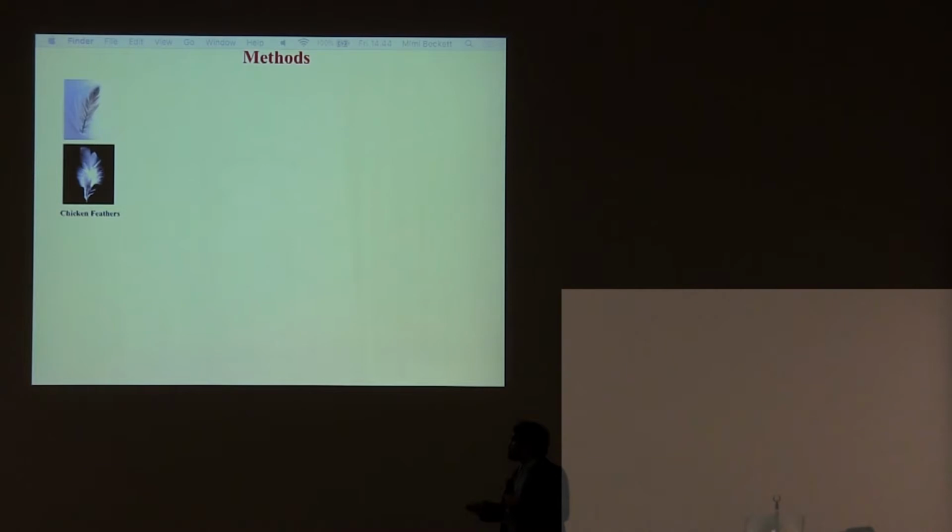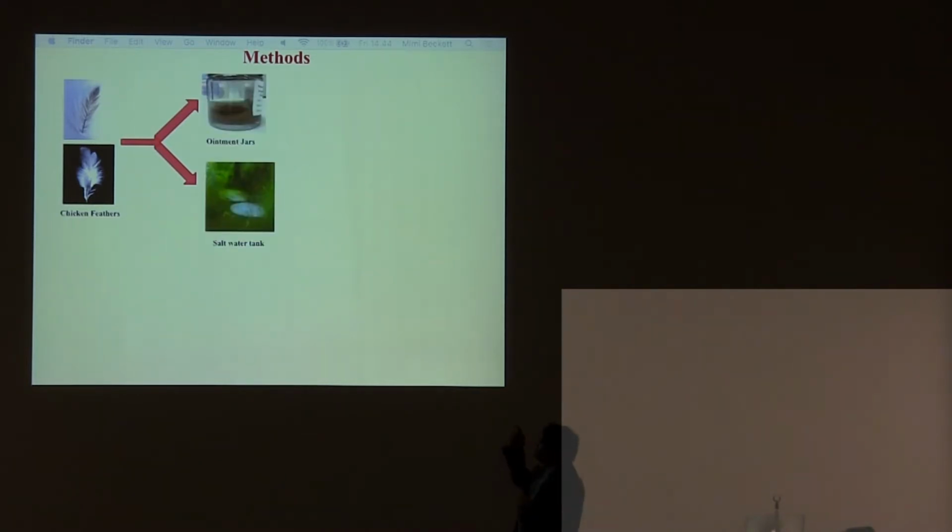Now what did we do? We took pigmented and unpigmented chicken feathers and ran them through two different test methods. First, we put a set of them in isolated ointment jars with inoculum from the mudflats of Aust Cliffs and Portishead. Then we subjected the second set to a still saline water tank with cyanobacterial blooms and a mixed assemblage of microflora and fauna.